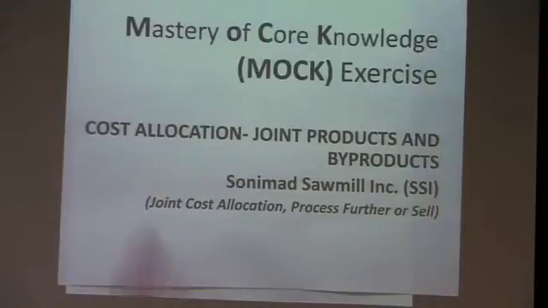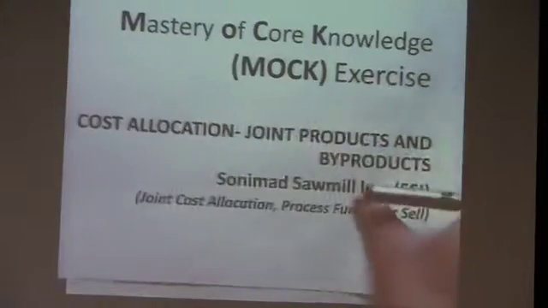In this exercise, we're going to take a look at cost allocation. How do we allocate a joint product? And we're going to take a look at a scenario where we need to make a decision on whether we should process one of the product lines further. Does it make economic sense? So let's take a look at a case called Sonimad Sawmills, Inc. Let's call it SSI.